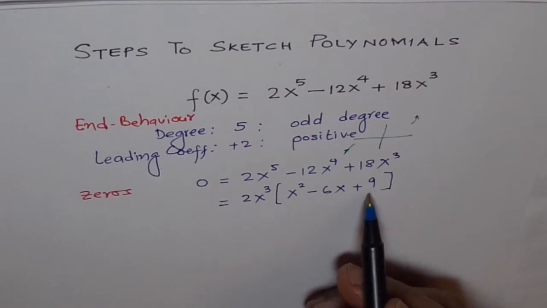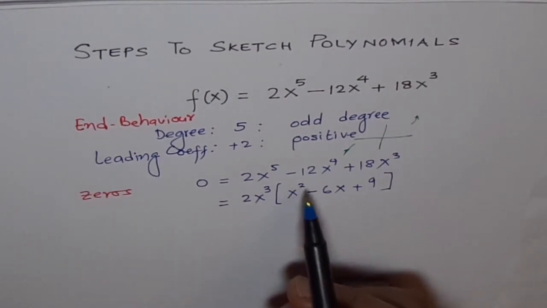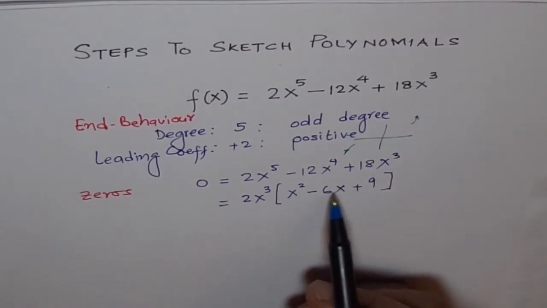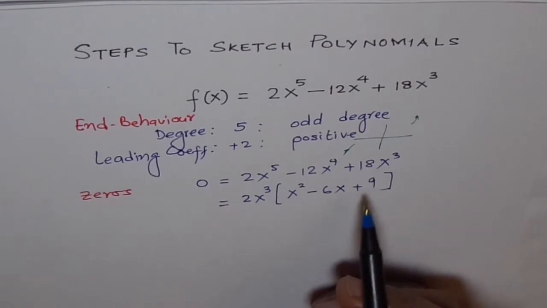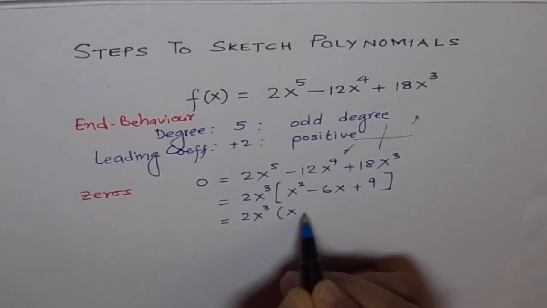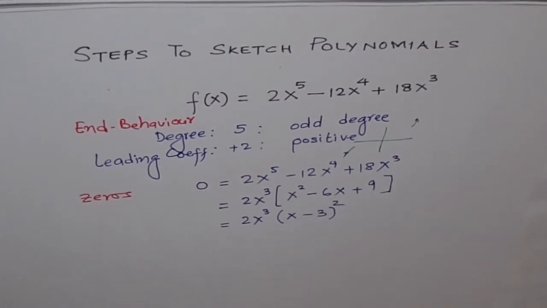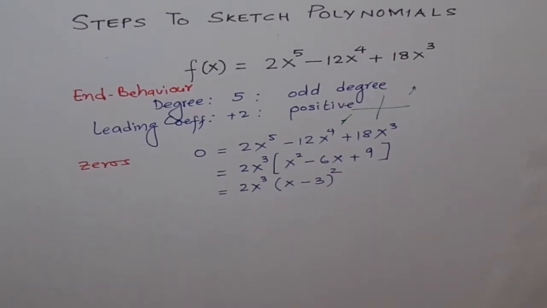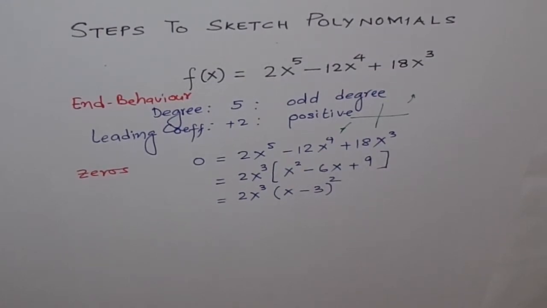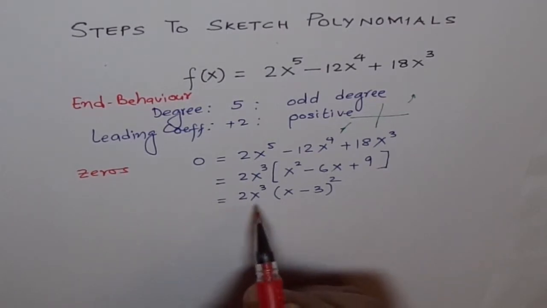Now this looks like a perfect square. x squared minus 2 times 3x gives us 6x, and this is 3 squared, correct? So this could be written as 2x cubed times (x minus 3) whole squared. Well, we took a simple function. The idea here is not to teach you factoring or writing in factored form or dividing and things like that. The idea is to teach you the steps to solve. Now, we get an equation in factored form. Then it is easy to find the zeros.